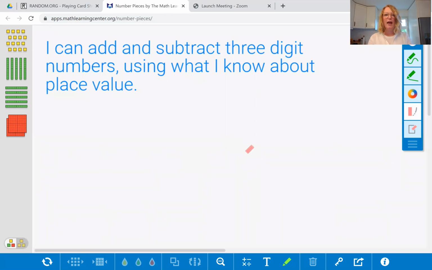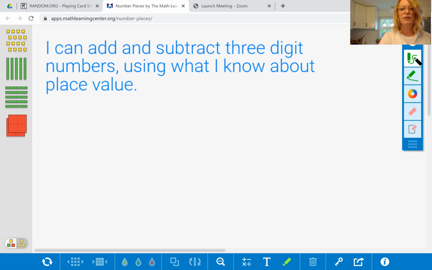This isn't the page we want. There it is. I can add and subtract 3-digit numbers using what I know about place value. What does the word place value mean? Yeah, it's what tells us how many hundreds, how many tens, how many ones are in a number, right?